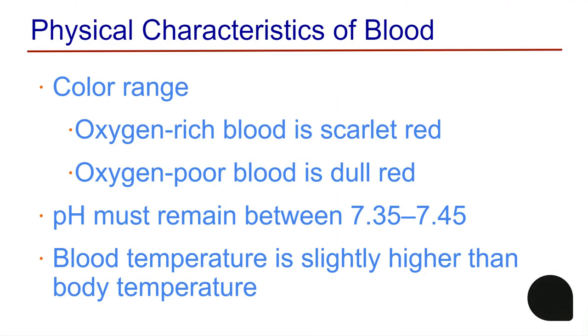So, some physical characteristics of blood include its color, right? Blood is not blue, it is always red due to the hemoglobin found in it. But if it's oxygen rich, it's going to be a brighter red. And if it's lower in oxygen, it's going to be more of a dull red. The pH of your blood is always going to be in a very carefully contained range of 7.35 to 7.45. And your blood temperature is slightly higher than your body temperature.